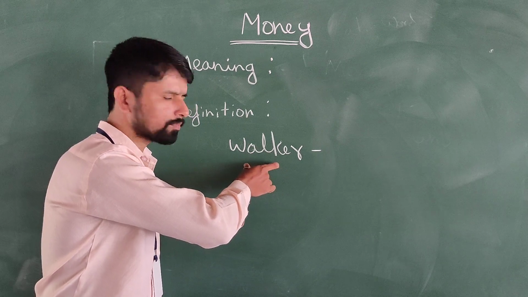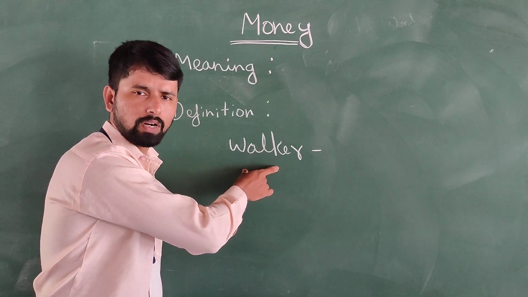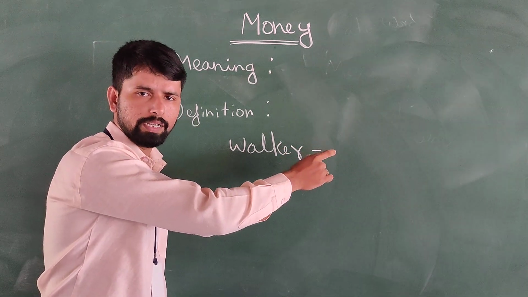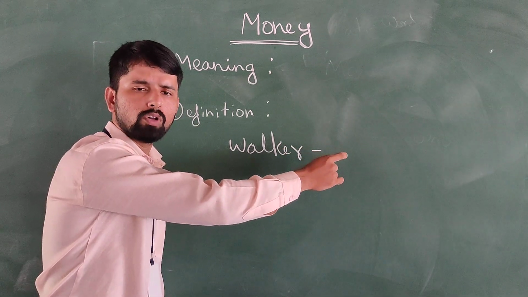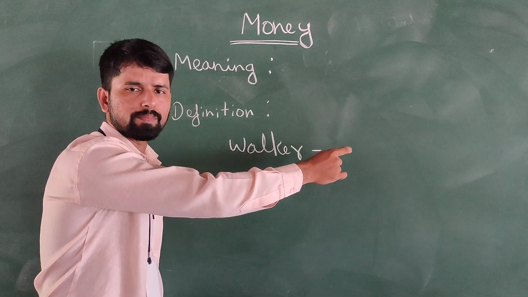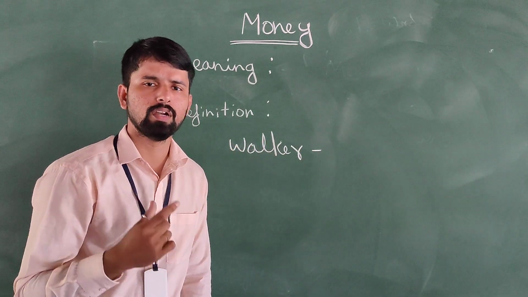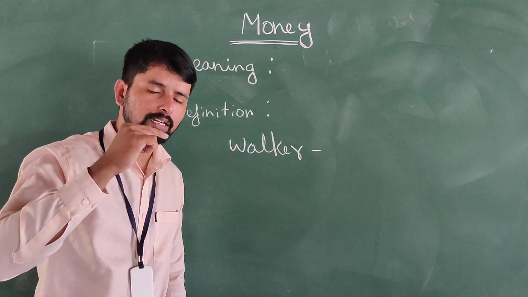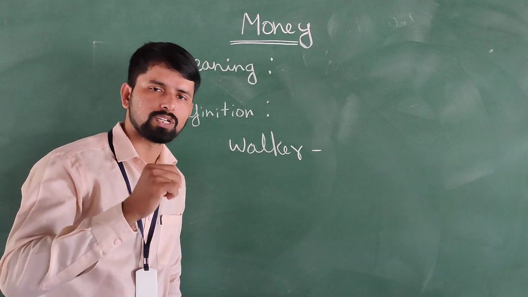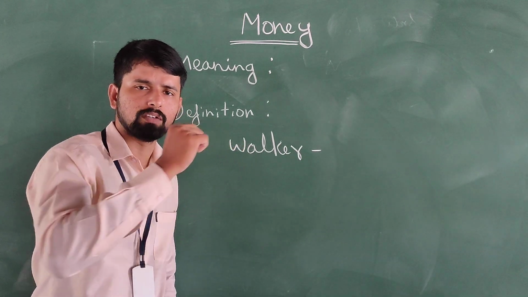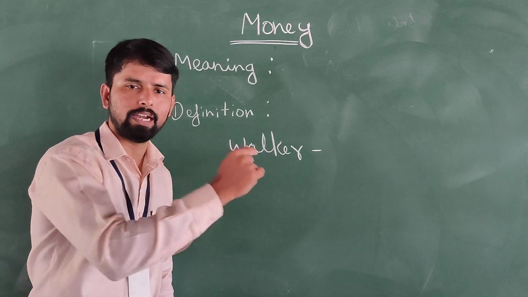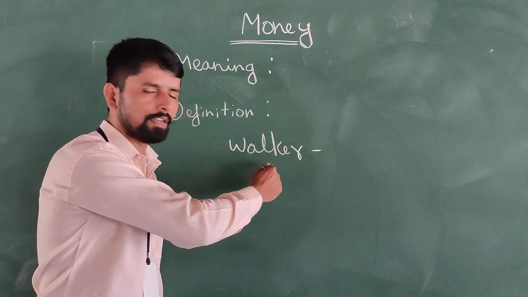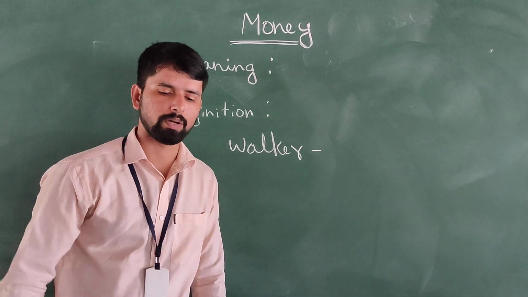It means, Walker's definition, money is what money does, means the use of the money in the daily transactions. He gives a shorter definition. To understand the definition, we have to understand the functions of the money. What money does means the functions. Where the money is used, that money does. So that is the definition by Walker.